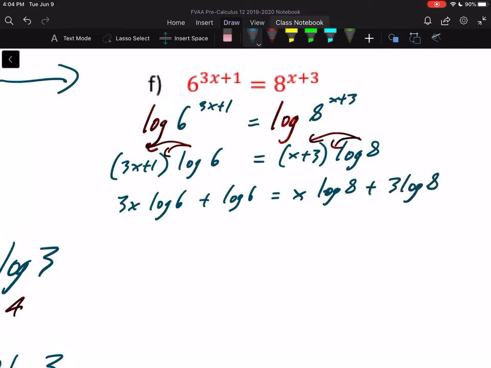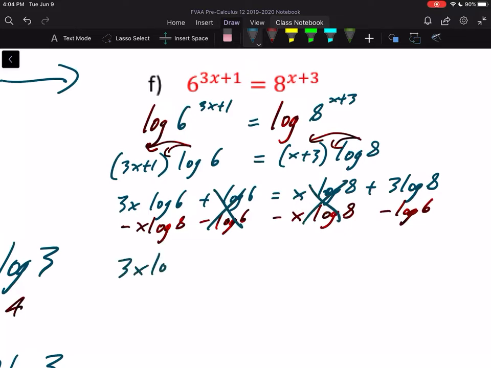I want to bring all my logarithm terms with x variables to one side, and all the log terms without x variables to the other side. So minus x log 8 and minus log 6 on both sides. That's going to cancel out this one, and this one is going to leave me with 3x log 6 minus x log 8 is equal to 3 log 8 minus log 6.